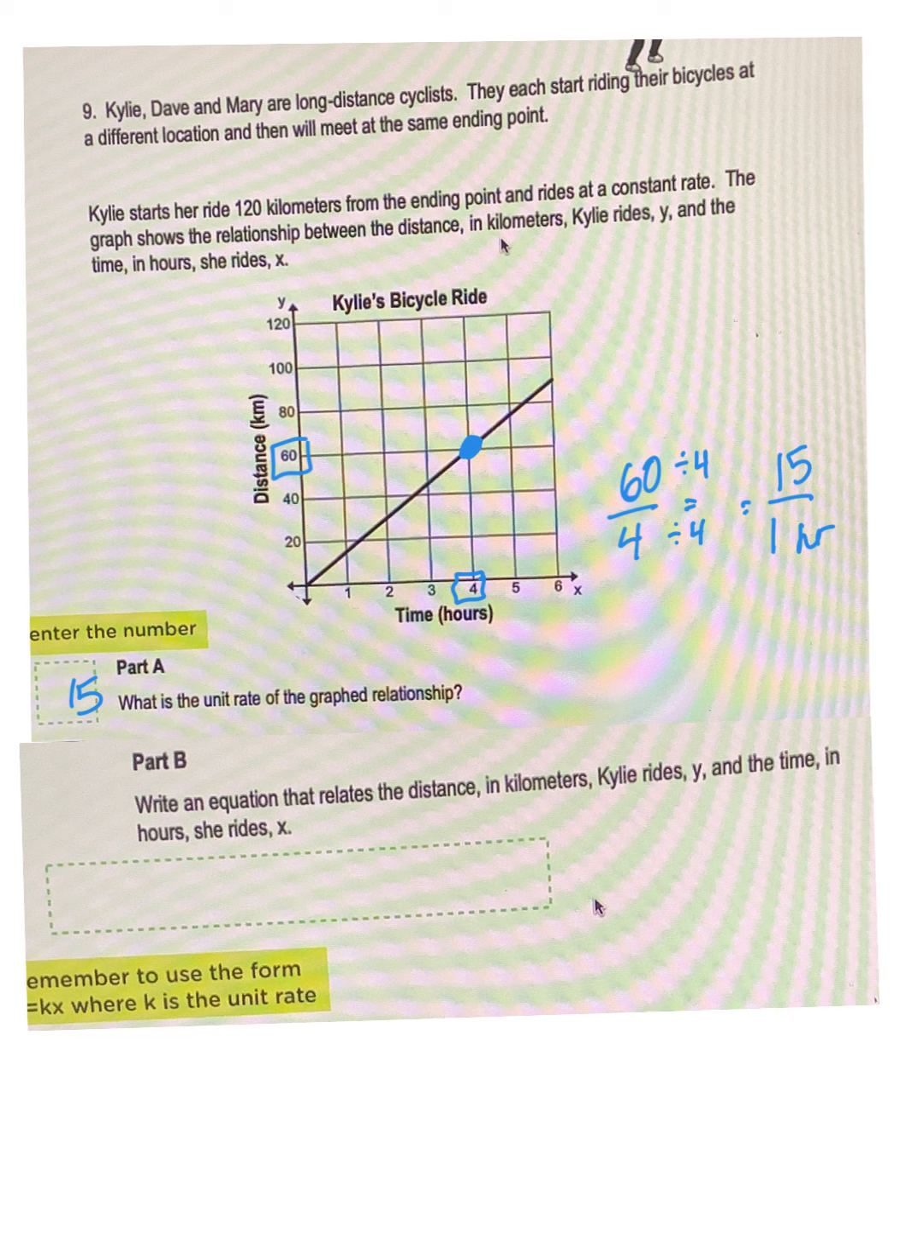In part B, write an equation that relates the distance in kilometers that Kylie rides, which would be y, and the time in hours she rides, which would be x. Well, all you had, and I even gave you a clue here, all we're writing is y equals kx, but instead of k, we use the unit rate, which in this case was 15.